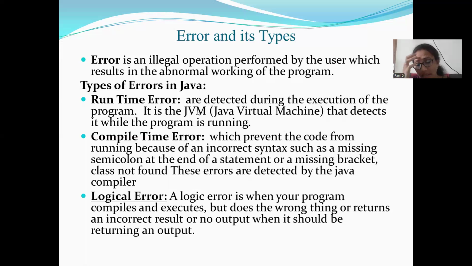Next is the logical error. A logical error is when your program compiles and executes everything, but it results in wrong, incorrect results. The code will be right, everything will be right, but we will not get the expected output. It will result in the wrong output. So the logic is missed in the program. That type of error we call a logical error.